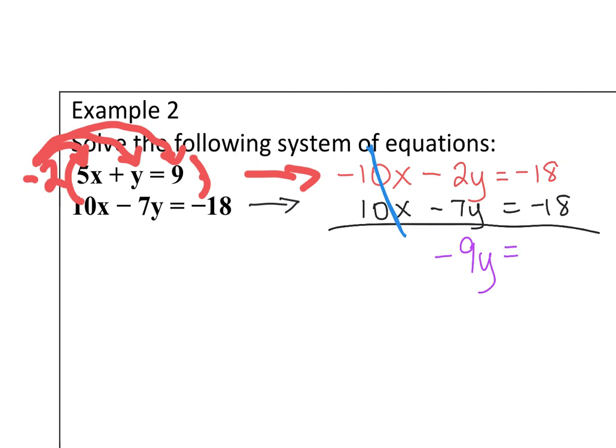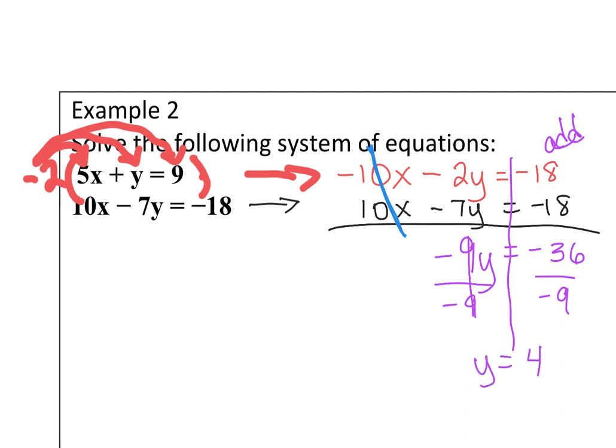That's going to give us negative 9y. Bring down my equal sign. Negative 18 and negative 18. When you have the same signs, you add. So that's going to give me negative 36. Good. Now I just have a one-step equation. Go ahead and divide by negative 9 on both sides. Use sign guide.